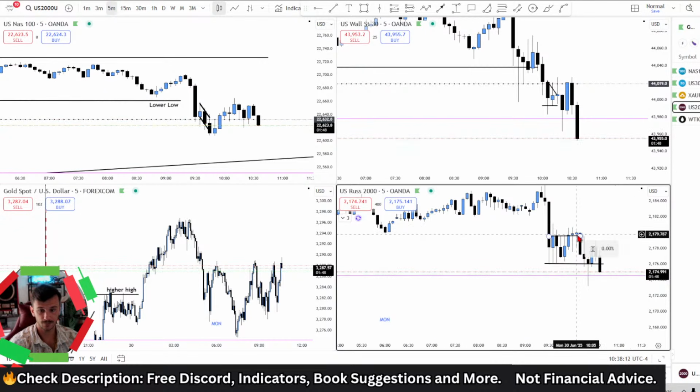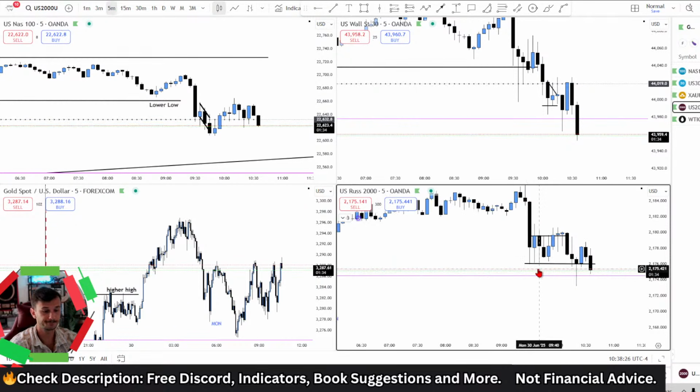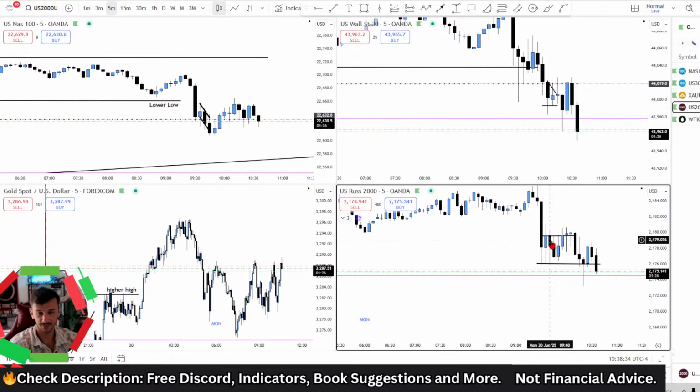Okay, so we got this little lower high put in place here. And maybe this was the first mouse. Maybe I was the first mouse. Are we looking to follow through now? Is it finally going to go? I don't know. I guess we'll find out soon.